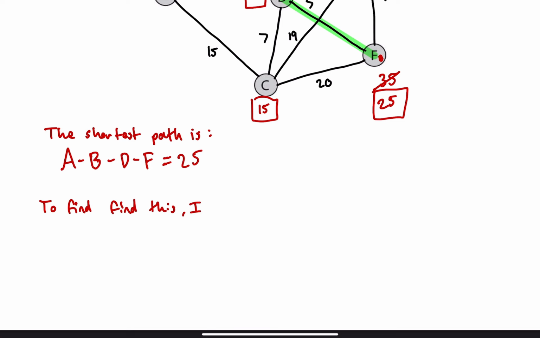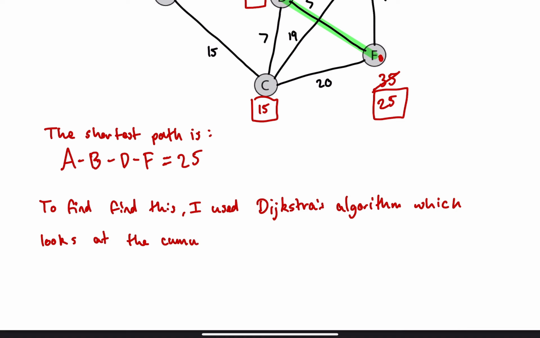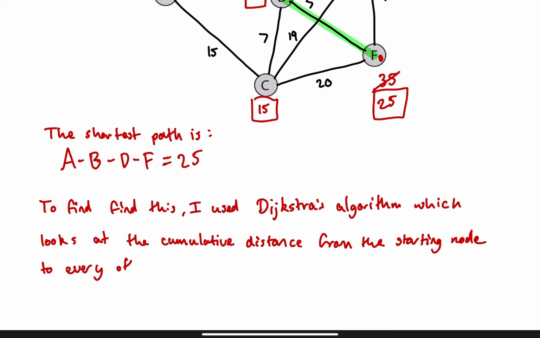I used Dijkstra's algorithm, which looks at the cumulative distance from a starting node to every other node and always selects the shortest value of the smallest value.